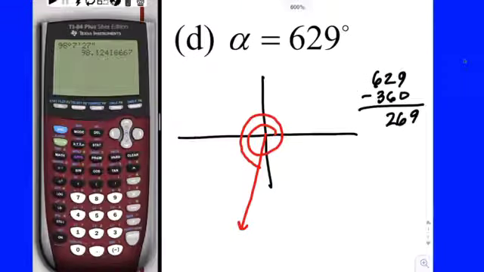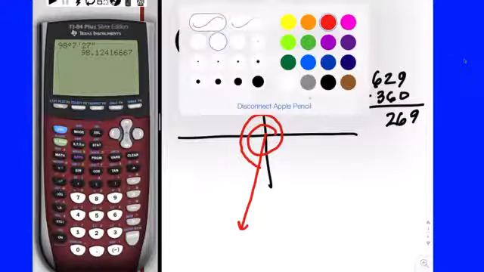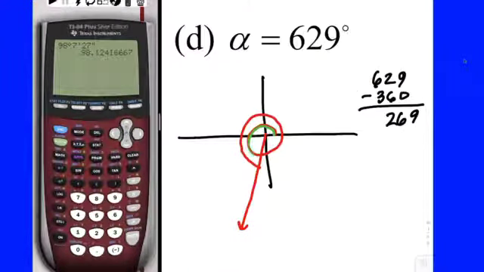So when you're drawing it, you draw your arc, you say, okay, I've got to go a full rotation. So that's all the way around. That's 360. Plus an extra 269. So remember, three-fourths of the way around is 270. So we're going, there's 90, there's 180, and I'm stopping 1 degree short of 270. So that's in quadrant three. So that angle is 1 degree off of the negative y-axis.